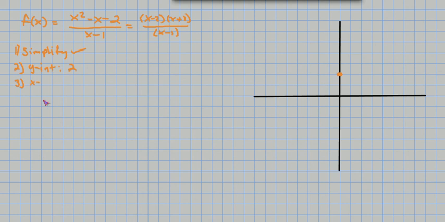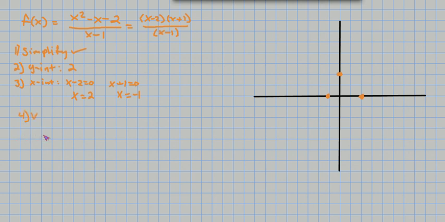For the x-intercepts, we let the top equal 0 and find the zeros. So we've got x minus 2 equals 0, and x plus 1 equals 0. I'm going to add 2, and I'm going to subtract 1. So at x equals 2, and at x equals negative 1, now I've got my x-intercepts.